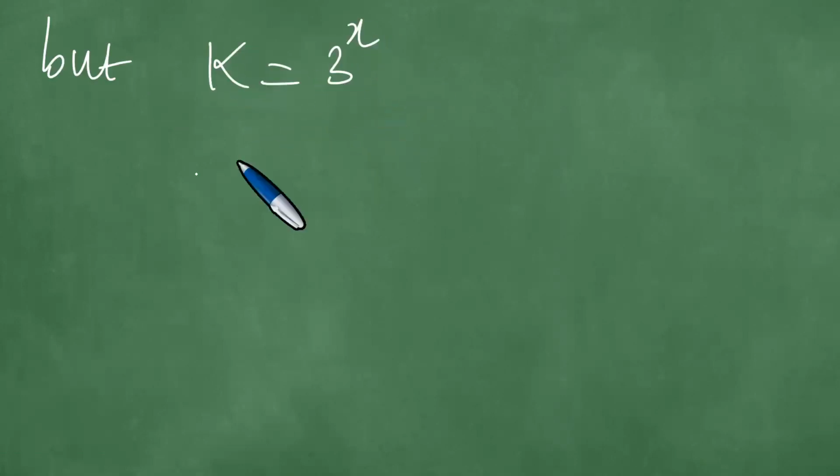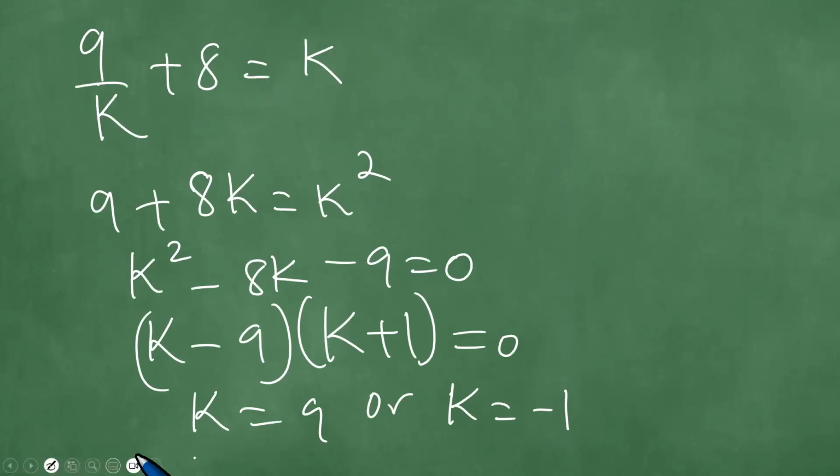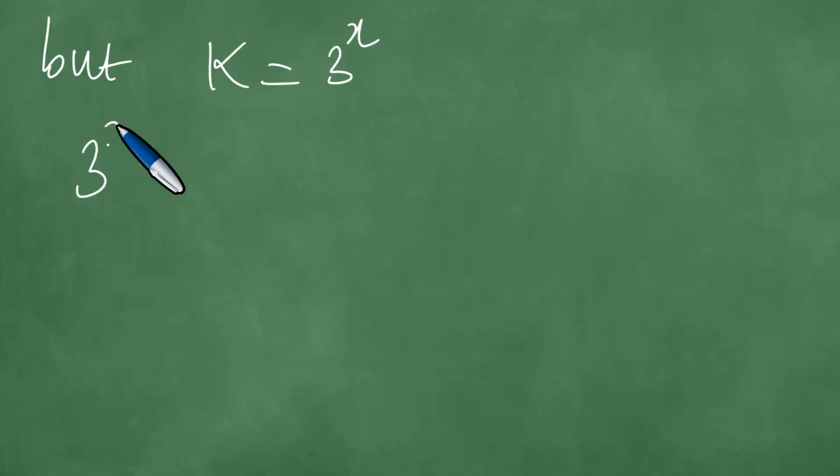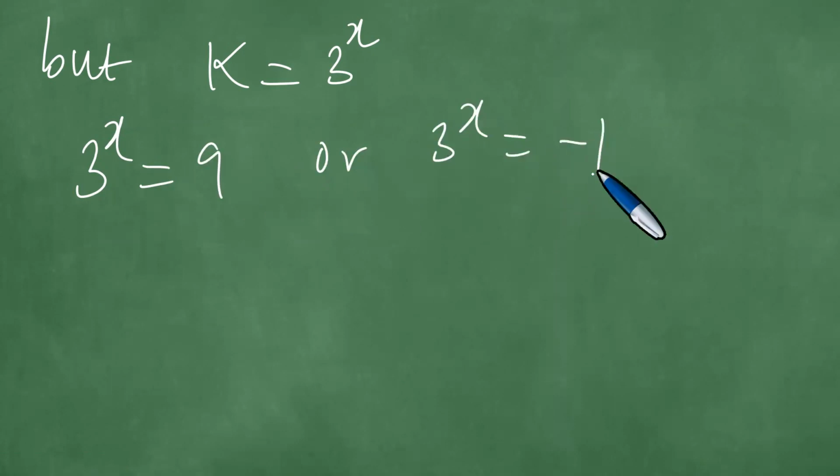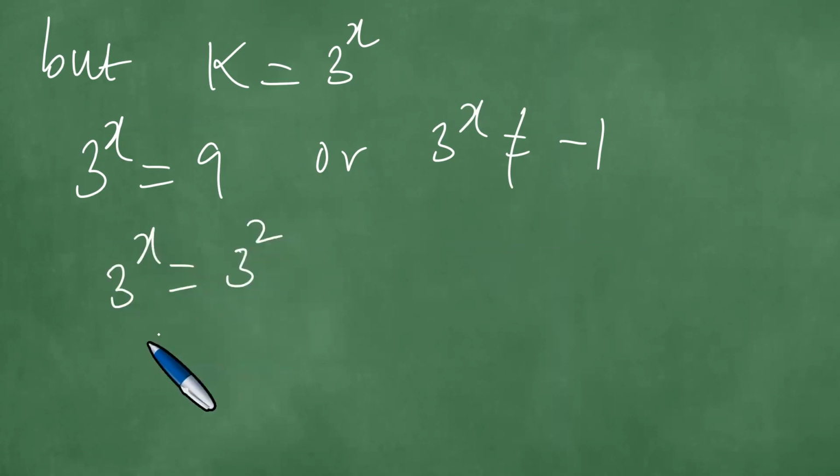But obviously, k is 3 to the power x. And so it means that 3 to the power x equals 9, or 3 to the power x is minus 1. But the exponential function cannot be minus 1, which means 3 to the power x is 9, which is 3 by 3, which means x is 2. So you got the answer, right?